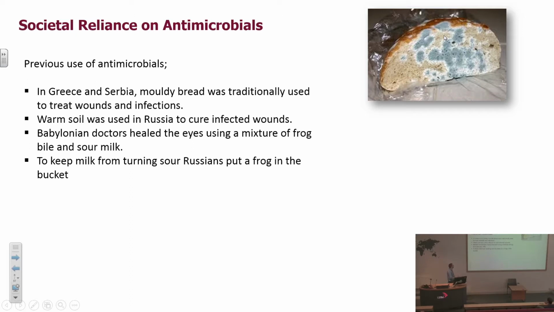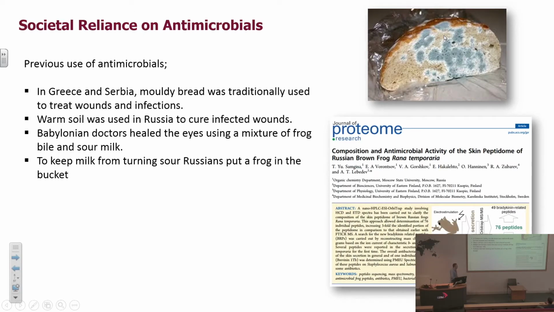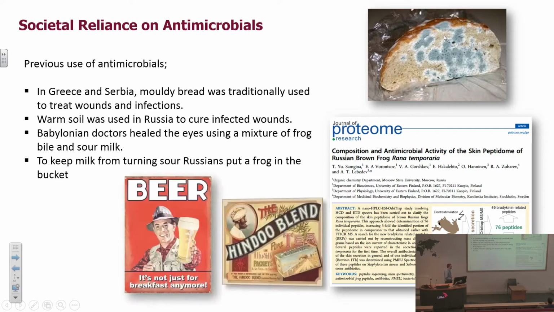And also, to keep milk from turning sour, Russians put a frog in the bucket, which sounds remarkable. Until you actually read this paper, and based on this, they had a look at the secreted peptidome of the frog, and they could isolate brand new bradykinin peptides from it, which have antimicrobial capabilities. But actually, even before that, we were relying on antimicrobials.